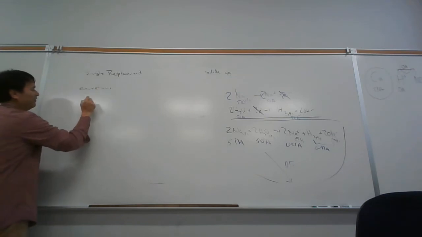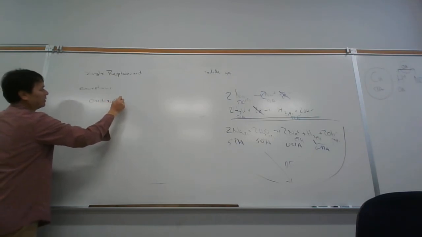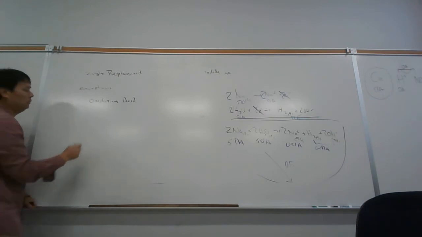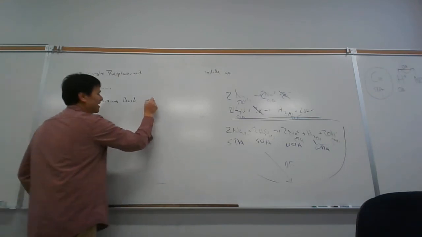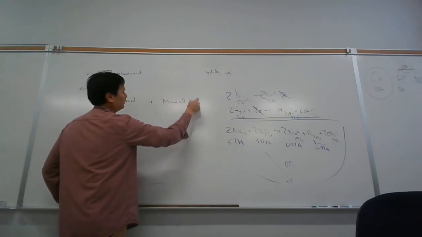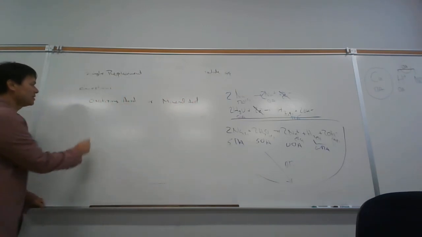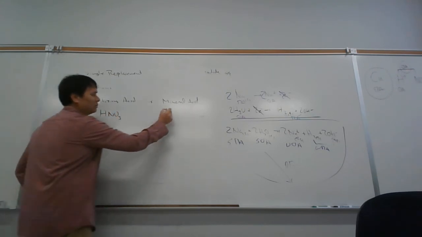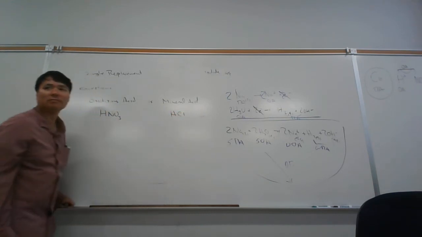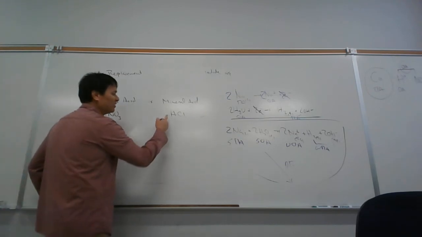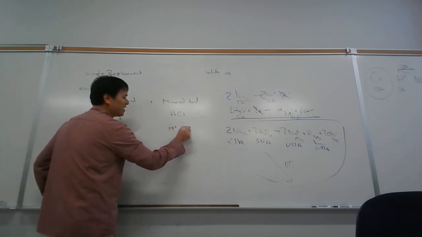One is when we use an oxidizing acid versus a mineral acid. So an oxidizing acid would be like this, HNO3. A mineral acid would be like this, HCl. The difference between an oxidizing acid and mineral acid is this. In a mineral acid, H plus is the oxidizer.